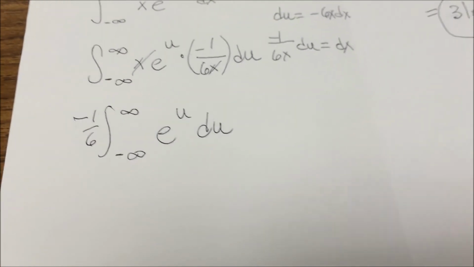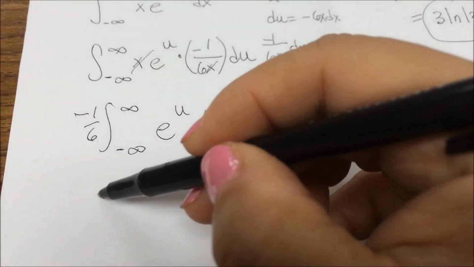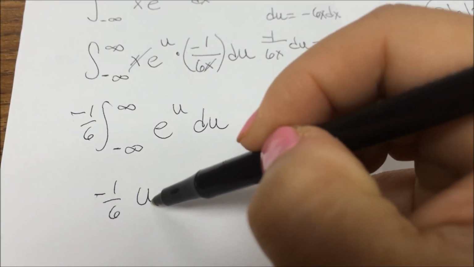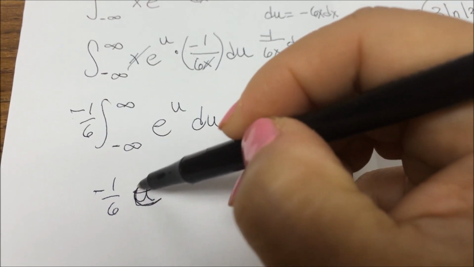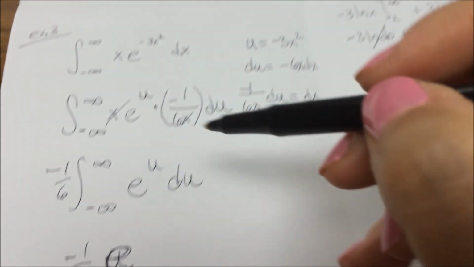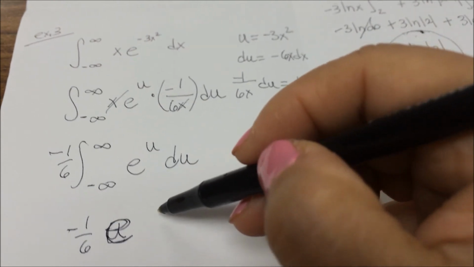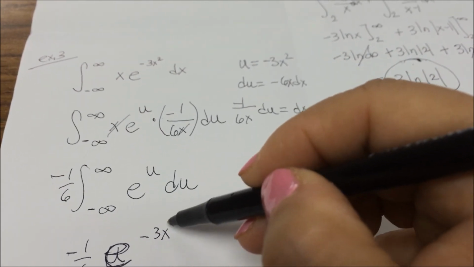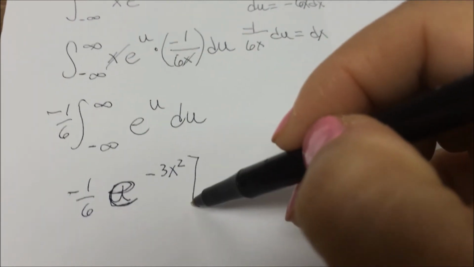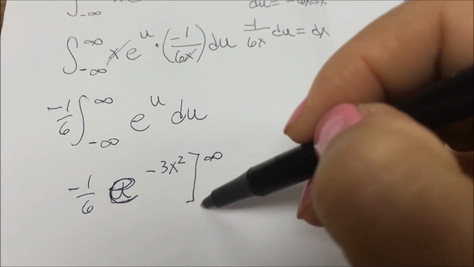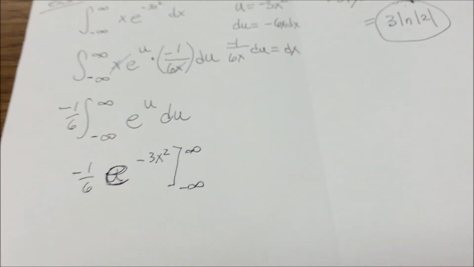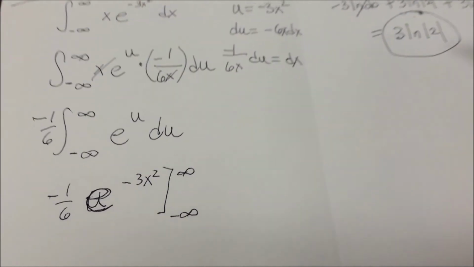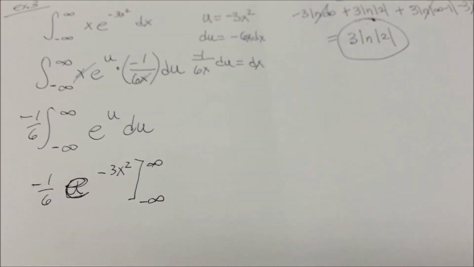And we love the integration of e^u because that's just basically e^u. So it's going to be negative 1/6 e^u. So then u we said was back here is negative 3x squared, so I'm going to substitute that back in from negative infinity to infinity right there. Okay, so now let's do the substitution part of it. So let's do that on the side right here.